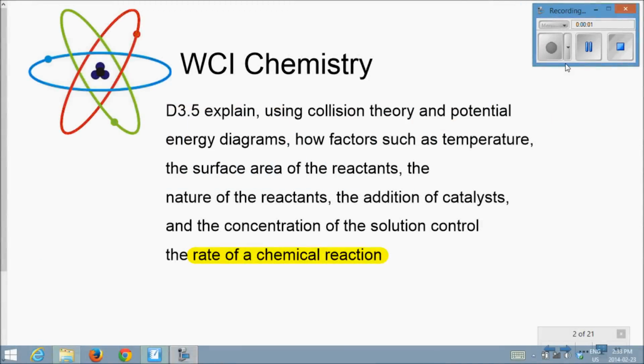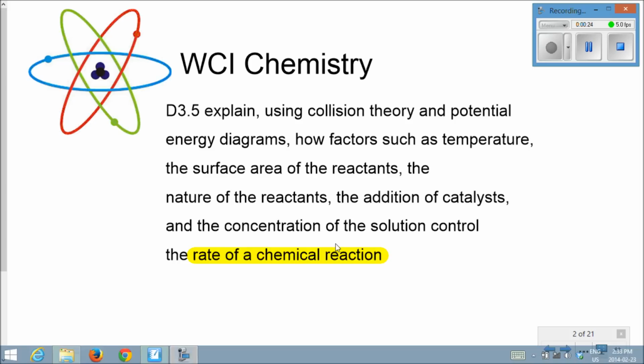Day, grade 12 chemistry students. Today what we're learning about is rates of reactions, okay? Over the next few lessons, a series of 3 lessons actually, we're going to learn about something called the collision theory. We're going to talk about factors such as temperature, surface area of reactants, the nature of reactants, the addition of catalysts, then the concentration of solution that control the rate of a chemical reaction.